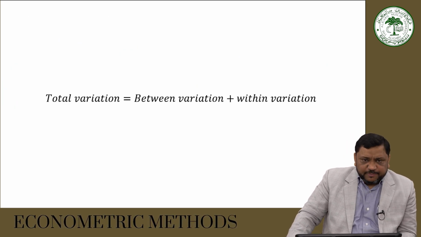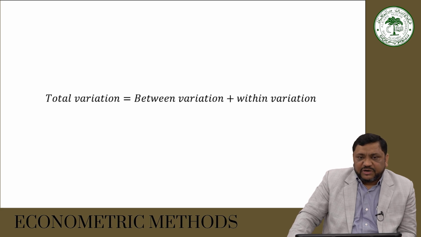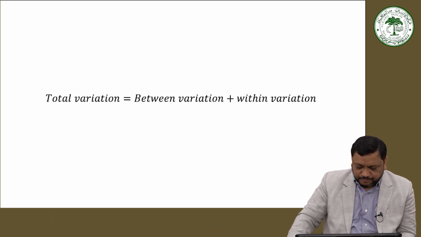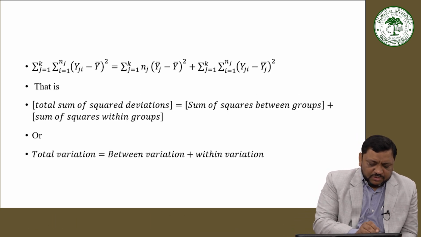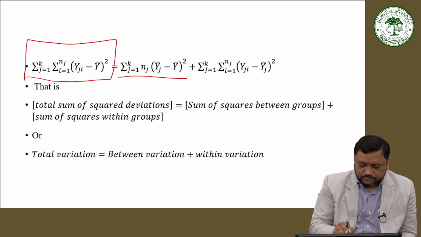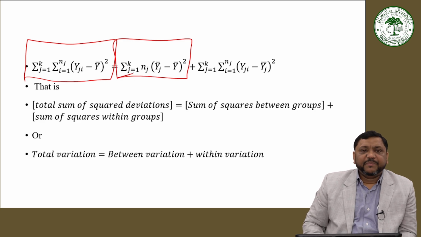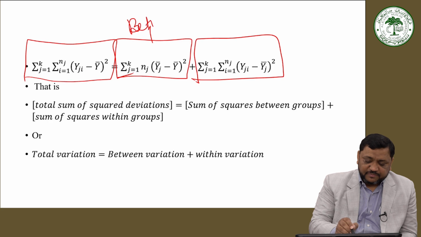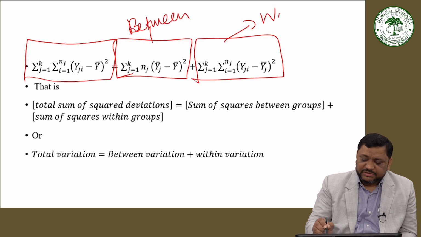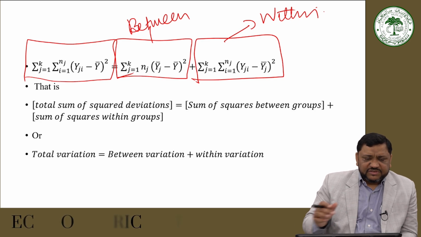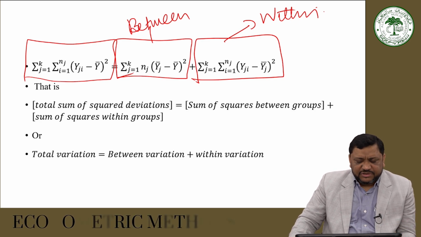Now another concept which we need to understand over here is that total variation is equal to between variation plus within variation. This is the total variation, this is between, and this one is within. Now we will see how we get this. We can also derive and show it.